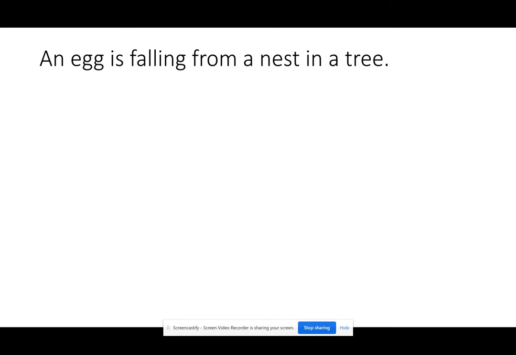What about an egg falling from a nest in a tree? What forces do you think would be acting on it? Well, gravity points down. Now, this is the egg. Gravity's pulling it down. That's why it's falling. But it's not just gravity. There would also be air resistance, which would act to slow it down a little bit, but it wouldn't be enough to stop the egg entirely. So there's two forces, gravity and air resistance, and gravity is stronger than air resistance in this case.